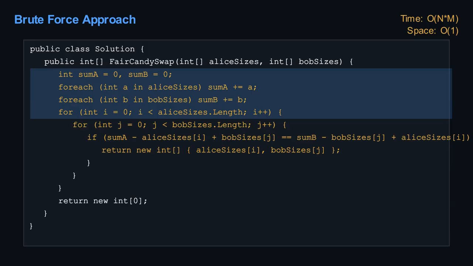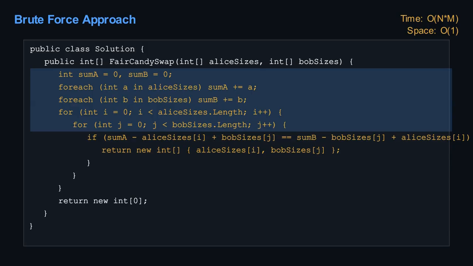If not, we move to the next candy in Bob's list and try again with Alice's same candy. Once we've tried Alice's first candy with all of Bob's candies, we then move to Alice's second candy. We then repeat the entire process, trying Alice's second candy with every single one of Bob's candies, checking the sums each time. We continue this until we find a pair that works.